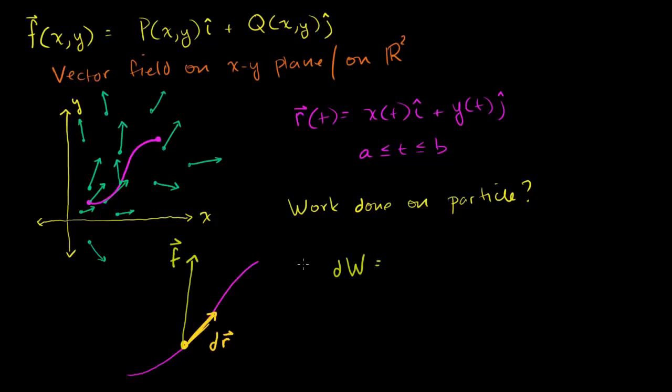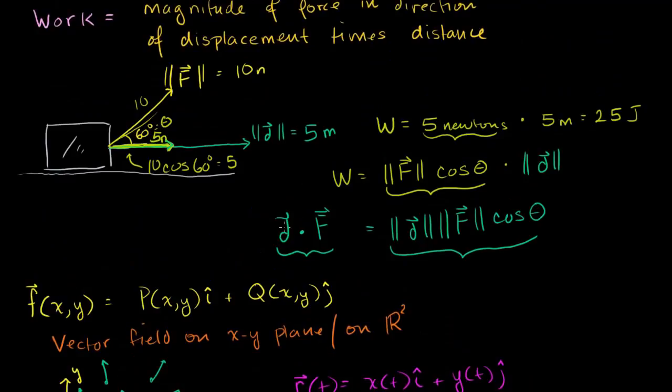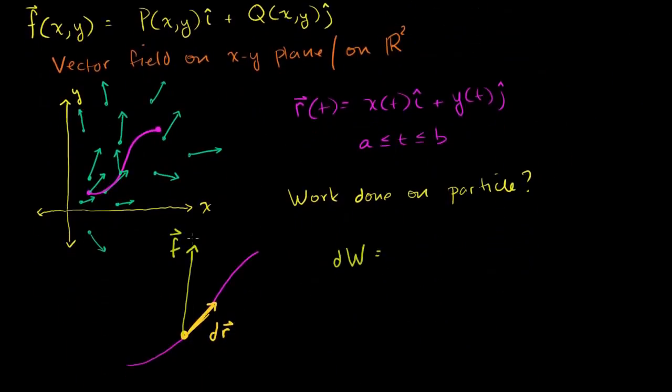Well, by the same exact logic that we did with the simple problem, it's the magnitude of the force in the direction of our displacement times the magnitude of our displacement. And we know what that is from the example up here, that's the dot product. It's the dot product of the force and our super small displacement. So that's equal to the dot product of our force and our super small displacement.